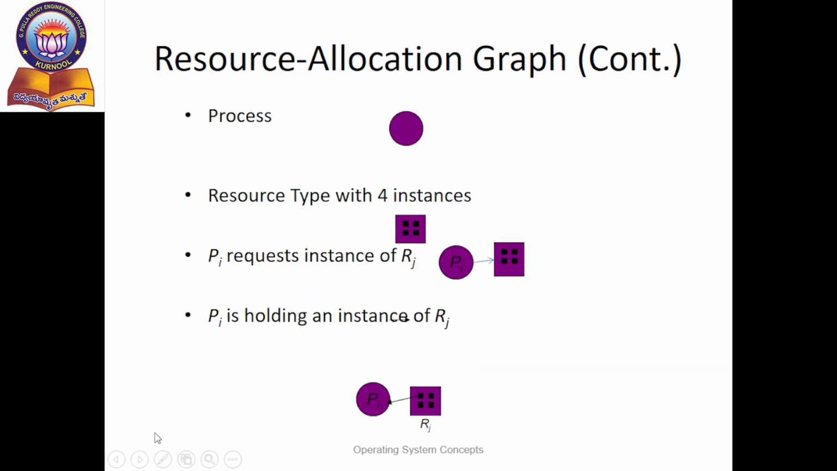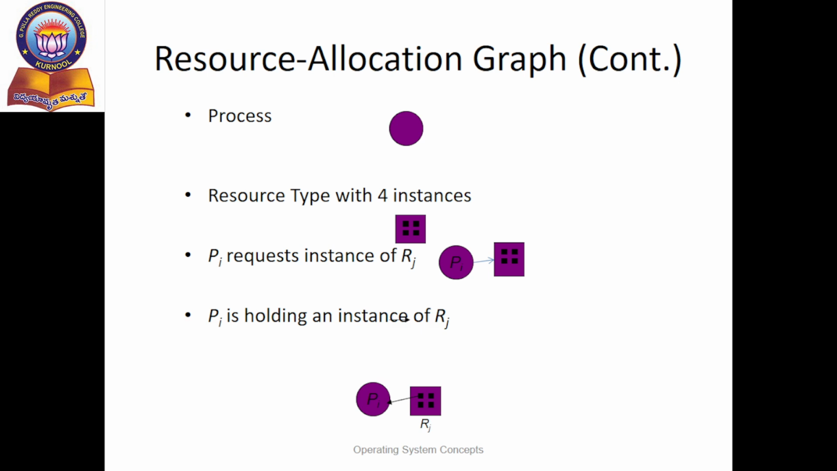Moreover, coming to the notation of these processes and resources, the process is always represented with a circle and the resource is represented with a square. Here in this particular box we are having 4 dots. What is the meaning of that? A resource can have multiple instances. Sometimes a resource can have only one instance, some types of resources may have 2 instances, some may have more than 2 instances. Here as we have 4 dots, this resource has 4 instances.